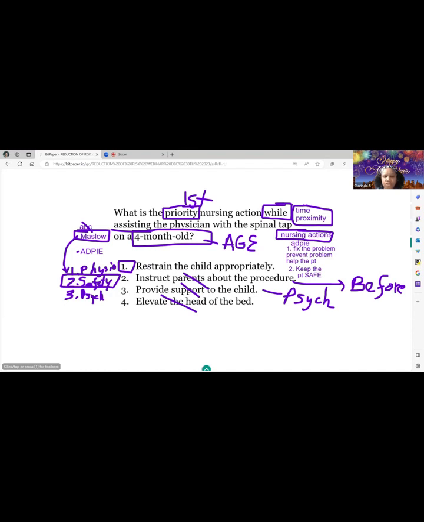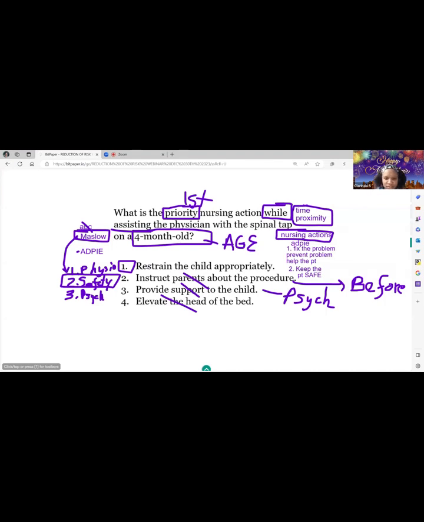So your strategy should really be focused on priority, time proximity, and nursing actions. Remember, what can you do to help your patient to prevent a problem? Keep the patient safe. If they don't give you a problem, then I'm probably trying to prevent a problem. Or what will help this patient while he's doing the spinal tap? Keeping that poor baby still. That's it. Any questions on that one?